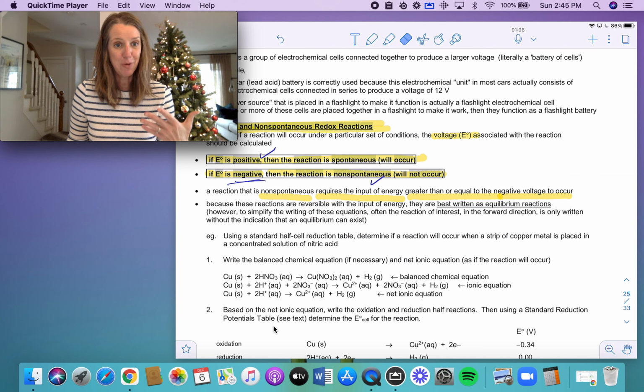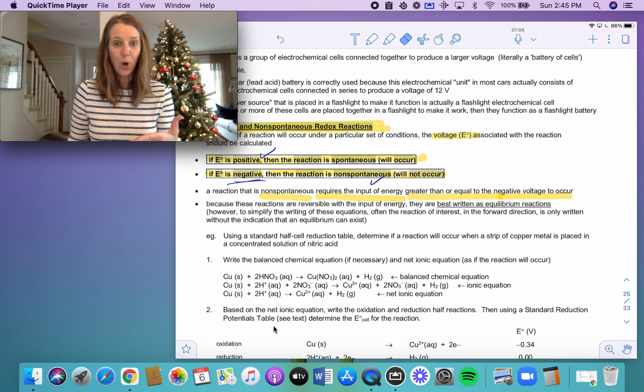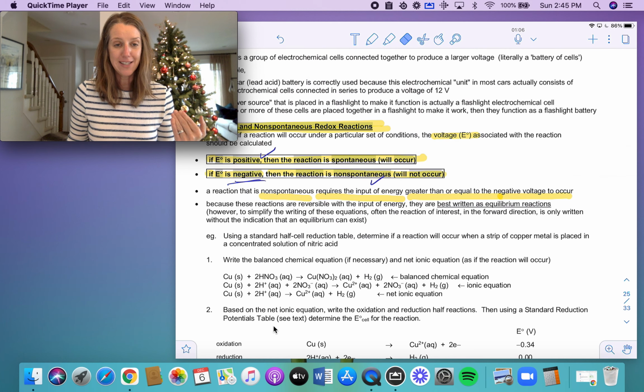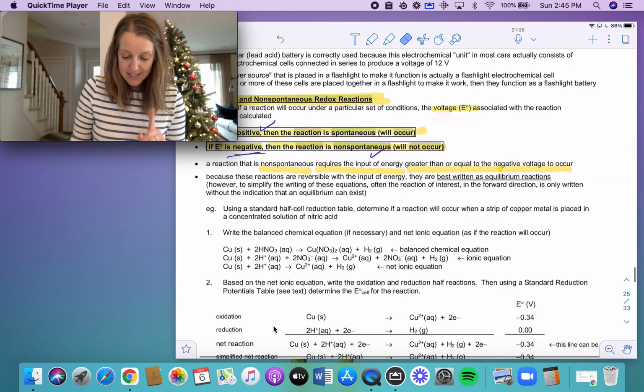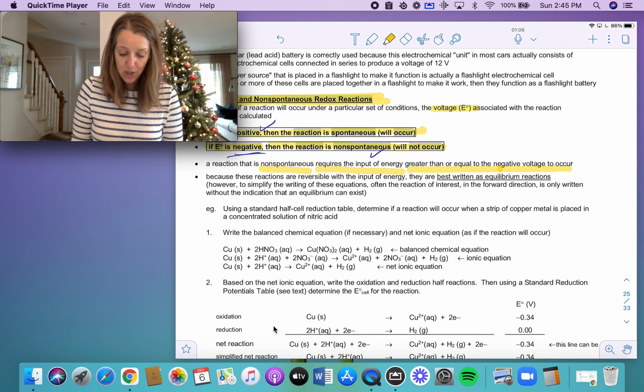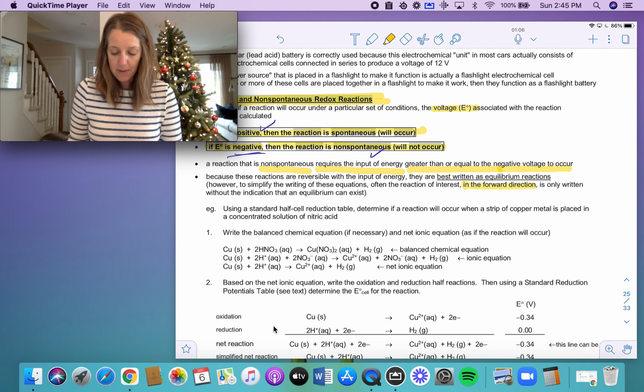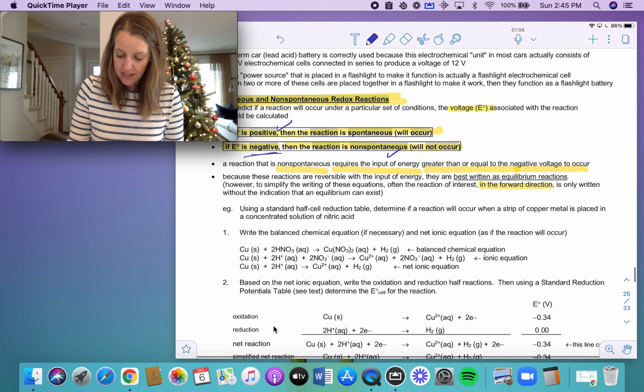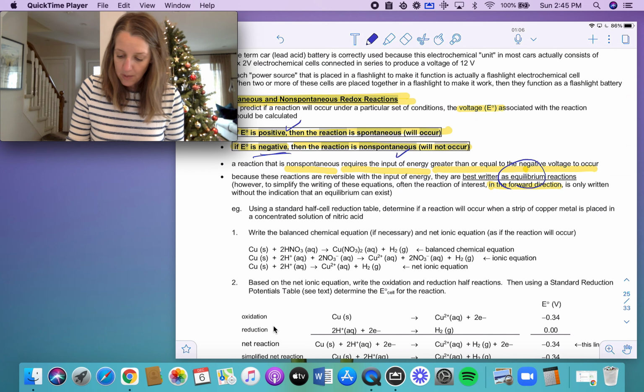Is it going to go spontaneously that direction, or is it one where it's non-spontaneous and you need to apply the energy in order to make it go that way? Okay, so that's all we're saying here. But to simplify this, we're just showing you the forward direction, and it's only written there, but recognize the fact that the equilibrium symbol would be forward and reverse, and you can show it either way, right?